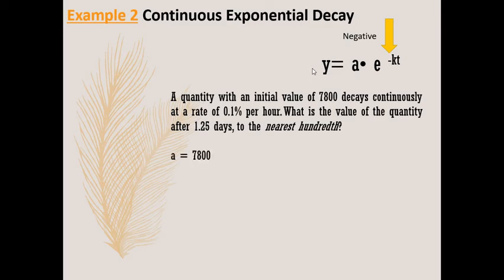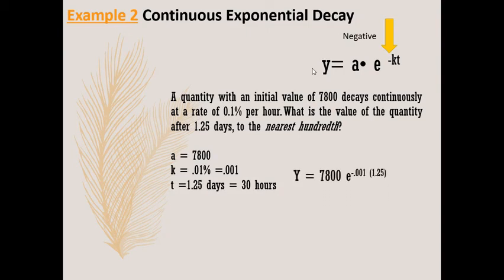Okay, our initial value is 7,800. What is our rate? That's right, our rate is very small. It is 0.001. Now then, here's the question. We're looking at 1.25 days. However, it gave us the rate per hour. How many hours are in 1.25 days? That's right. 1.25 days is 30 hours. All you had to do was take 1.25, multiply it by 24 hours, and you would get 30 hours.